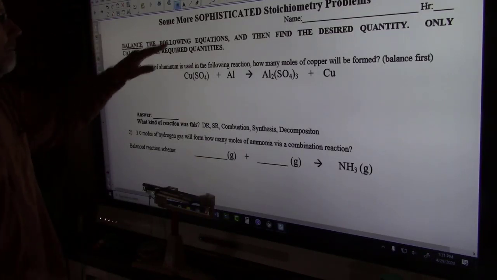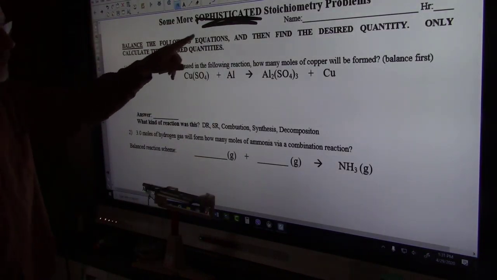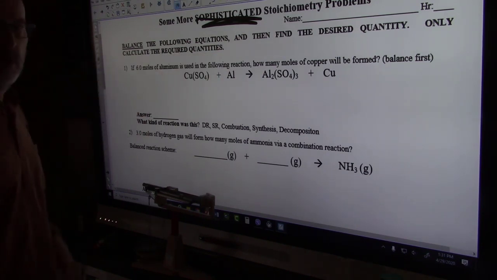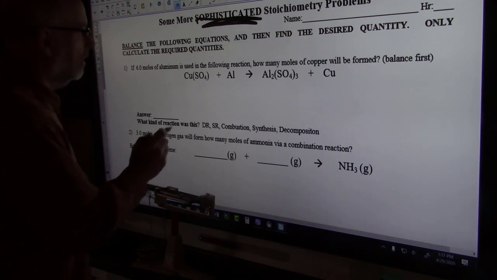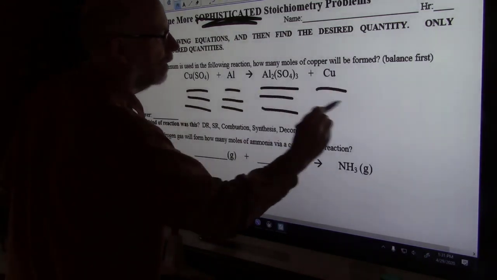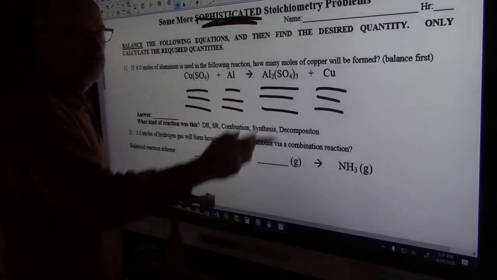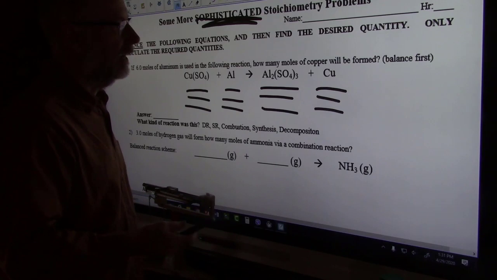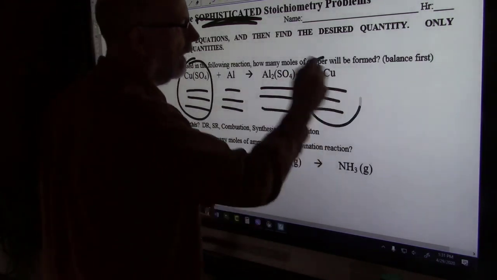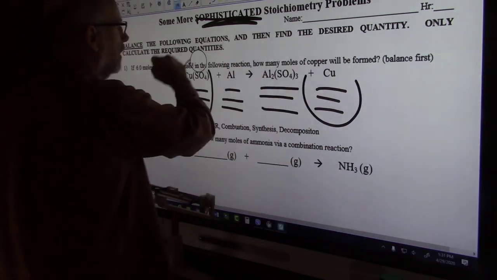So this is some more sophisticated stoichiometry problems. Balance the following equations and then find the desired quantity or quantities. Only calculate the required quantities. So, in other words, you're going to be making these lines underneath here, each one. In most problems, you do not have a number for every one of these blanks. In most problems, I'll just say, all right, given you have so much of this copper sulfate, how much copper will you make or something? And you only have to do those 2 parts. So keep your eyes open.